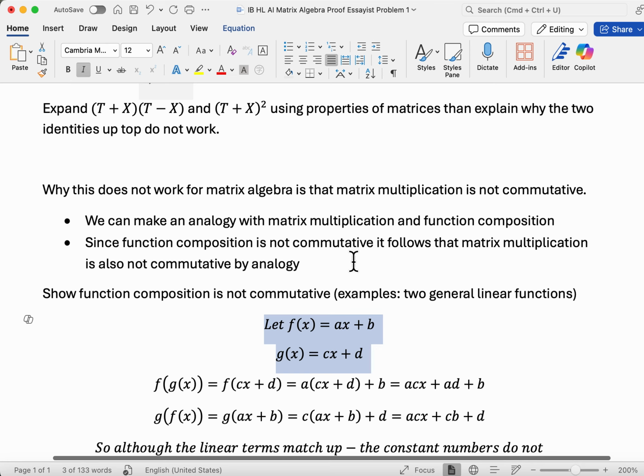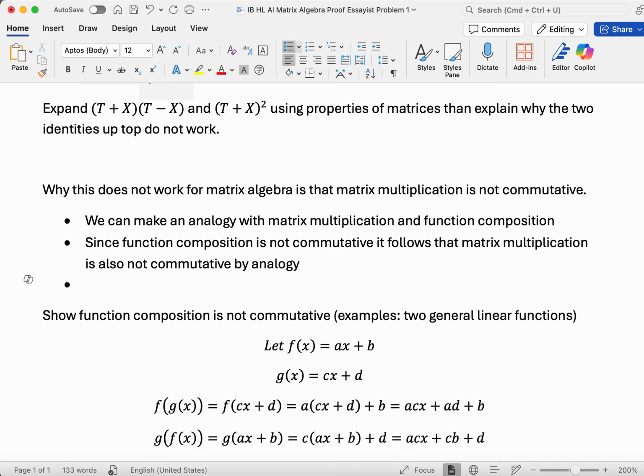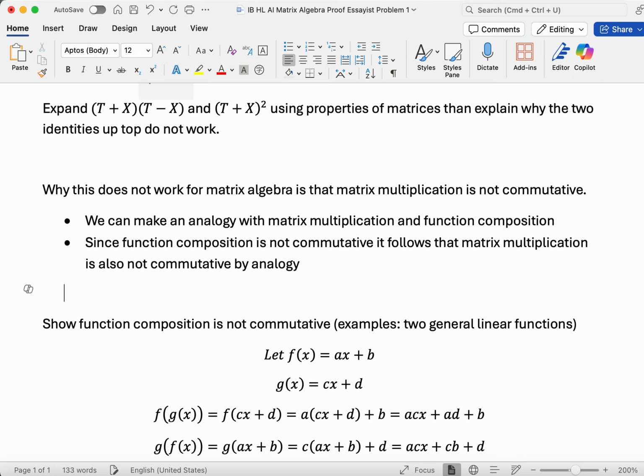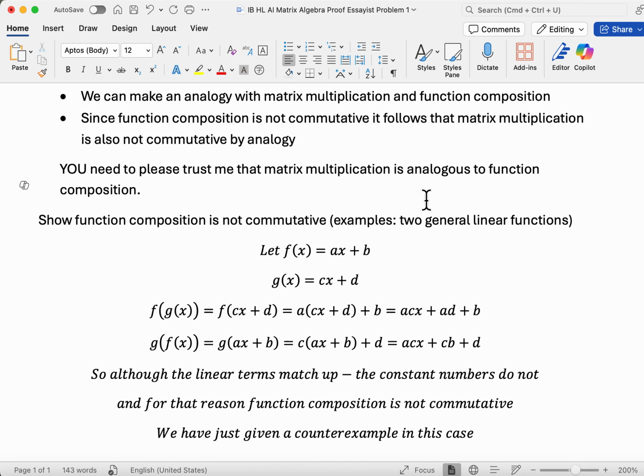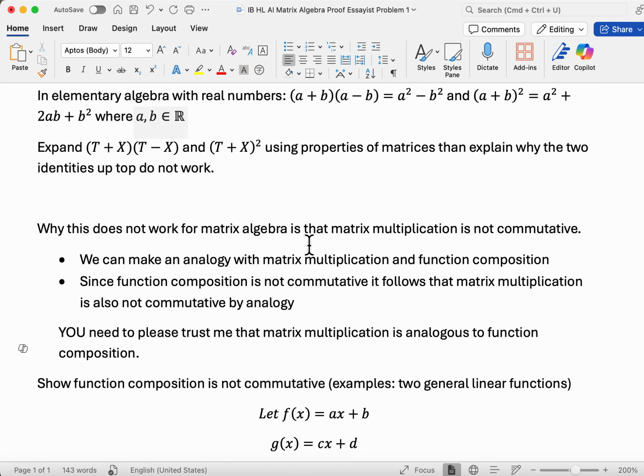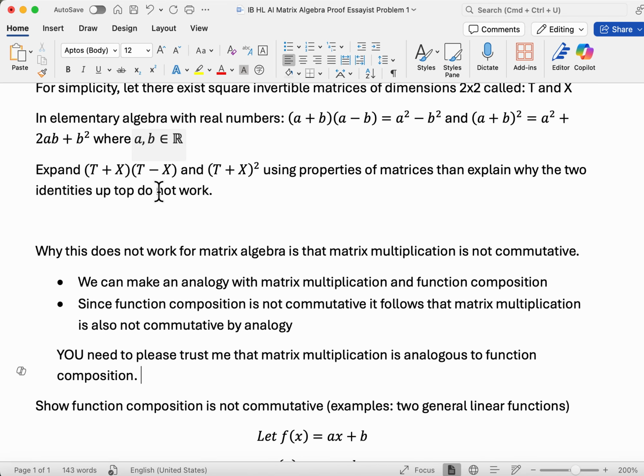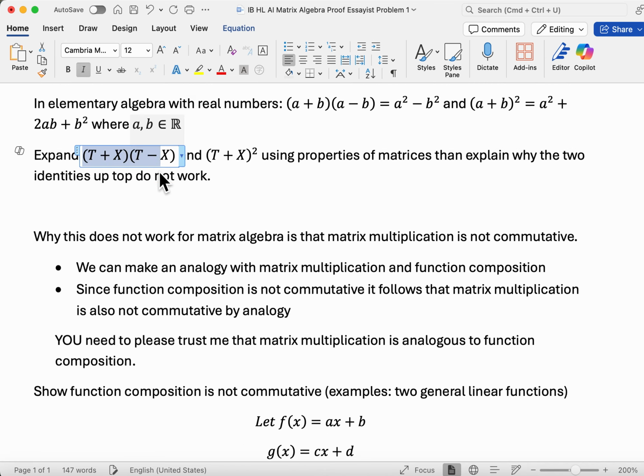Okay, and now you just have to trust me. You need to please trust me that matrix multiplication is analogous to function composition. Okay, so that's a big takeaway with this. So that was a little bit of an aside, just on fundamentals here, and kind of because I'm spitballing as I'm doing this video. But now let's go and expand these things here.